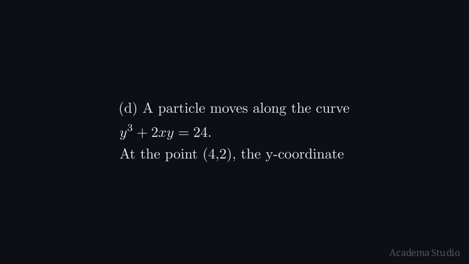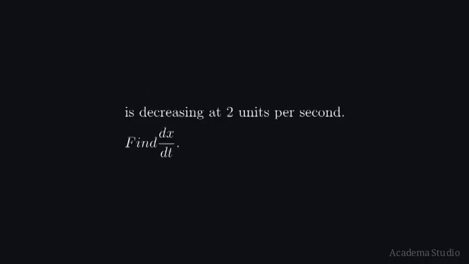Part D involves a different curve. At the instant the particle is at (4, 2), its y-coordinate is decreasing at 2 units per second. We must find the rate of change of its x-coordinate. Find the derivative of x with respect to t.